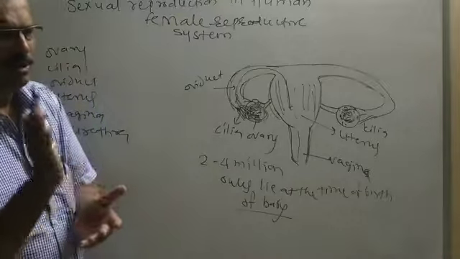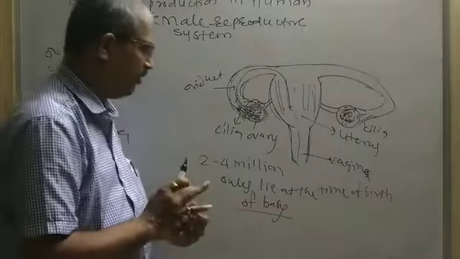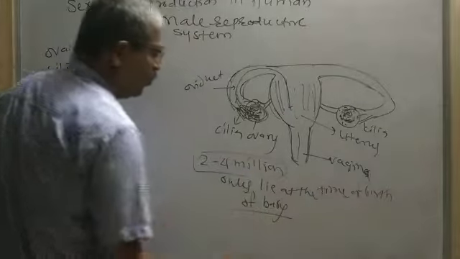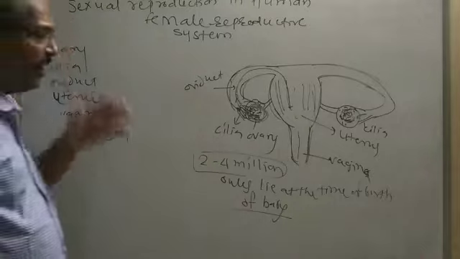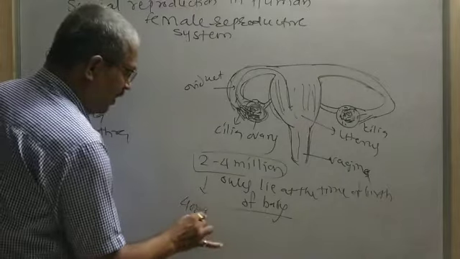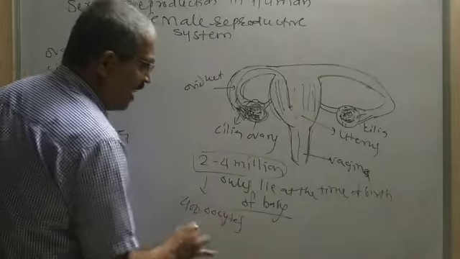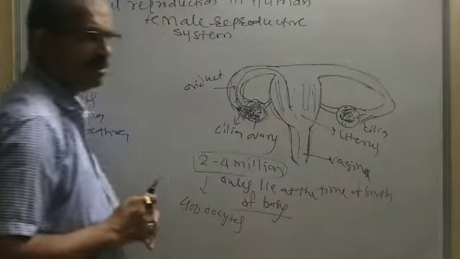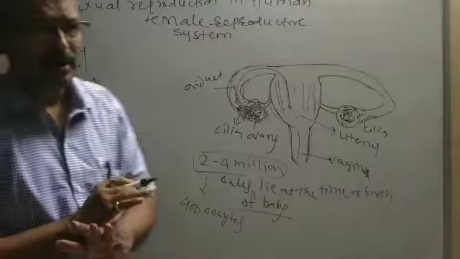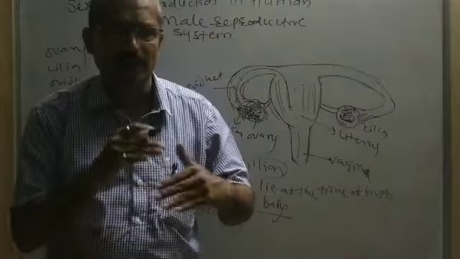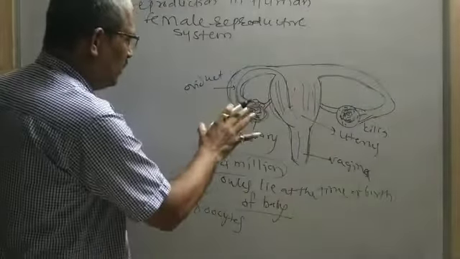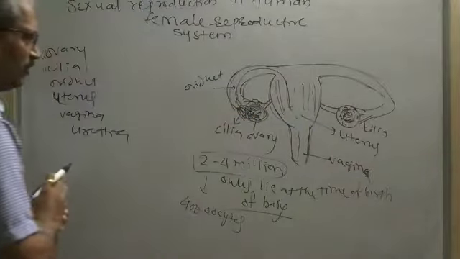then it is given out after every month, or after every 28 days. I told you that there are 2 to 4 million ovules, and from these, only 400 oocytes are released from both the ovaries, and the rest all degenerate after the stopping of the menstruation cycle. So this is the female reproductive system.